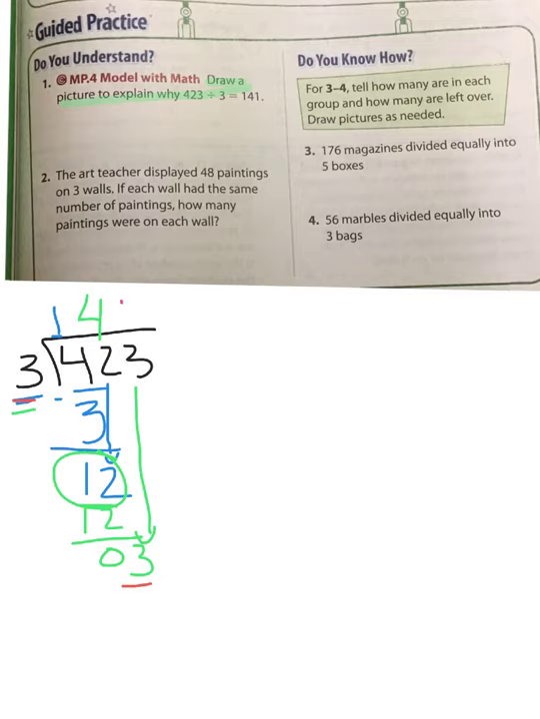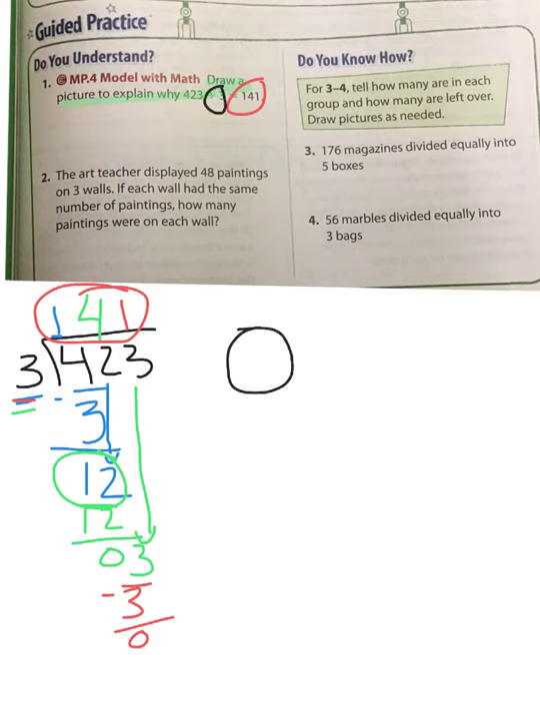Well, I know 3 times 1 is 3. We subtract and we get a remainder of 0. So our answer is 141, just like it says up here. So now, if we were going to draw our picture, we have 3 equal groups. So I'm going to draw 3 circles to represent my 3 equal groups. I have 4 hundreds. Remember, hundreds look like squares.